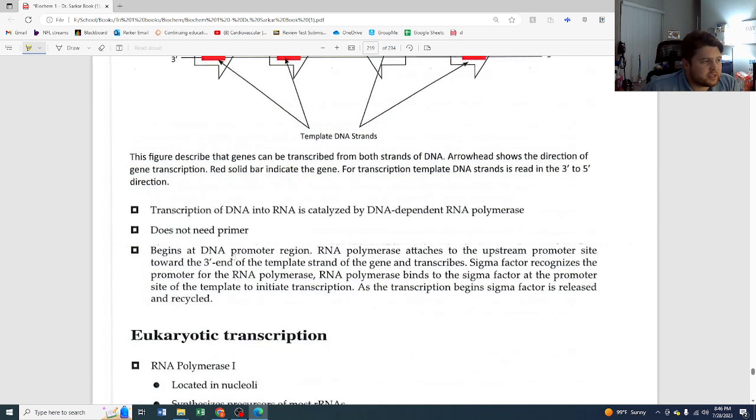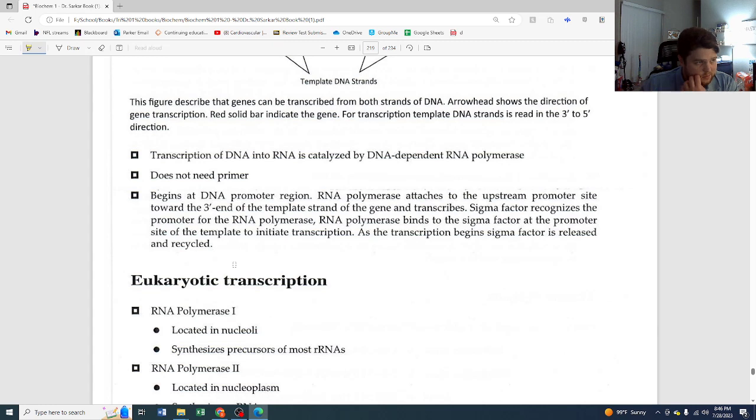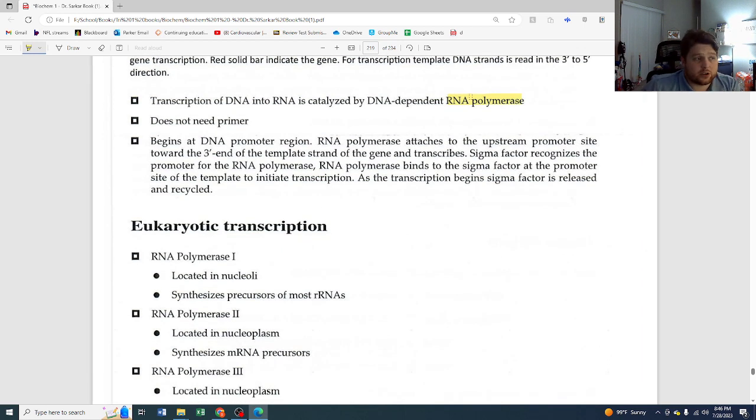So transcription of DNA into RNA is catalyzed by DNA-dependent RNA polymerase. DNA-dependent, you need DNA in order for the RNA polymerase to work. And it does not need a primer. And this is actually also why RNA polymerase can be used to make the primer. So we have primase or RNA polymerase when we were talking about DNA replication earlier.